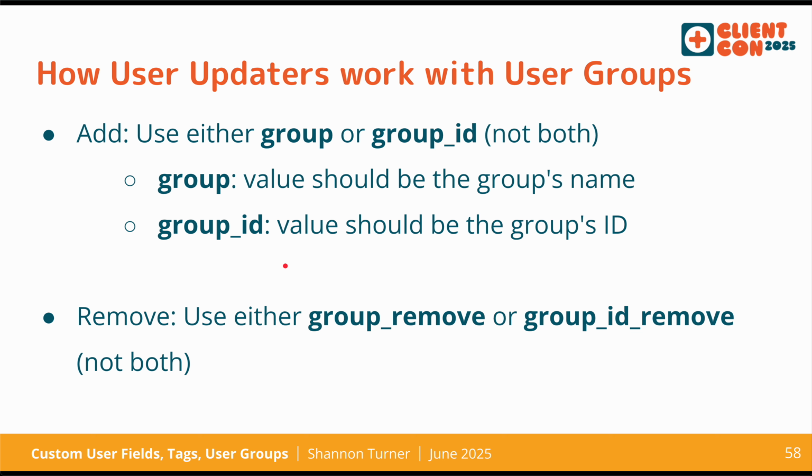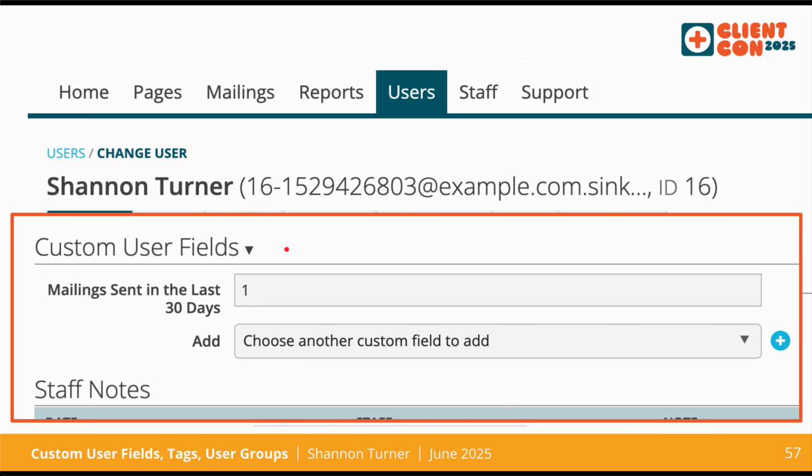So user updaters work the same way with groups. The only difference is you can use the group or group ID column, not both, either one. If you choose the group column, then this has to be the group's name. If you choose group ID, then it has to be the group's ID. And you can also remove users from groups with a user updater using the group remove or group ID remove column. If you find that you're removing users and adding users to and from groups frequently, you might find that it's easier to use a custom user field for that instead.